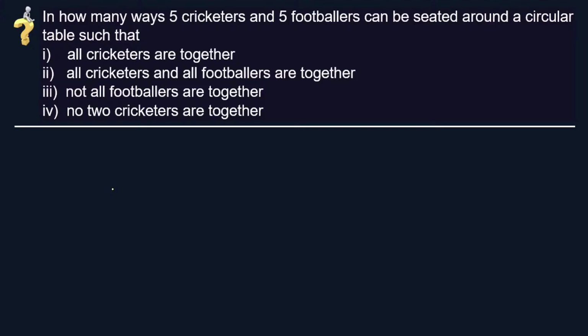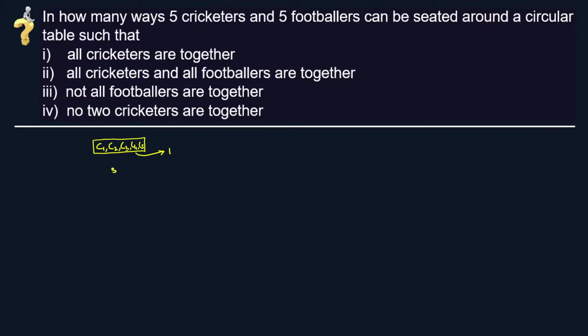The question says, in how many ways can 5 cricketers and 5 footballers be seated around a circular table such that all cricketers are together? Here, I will take all those 5 cricketers, let us say C1, C2, C3, C4 and C5, in one box.